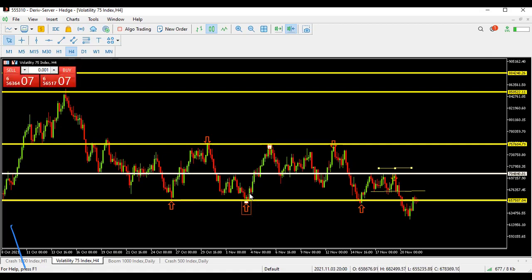You can see this green one here is a bullish engulfing candlestick. How many of you have seen that green candlestick? Look at that one again.